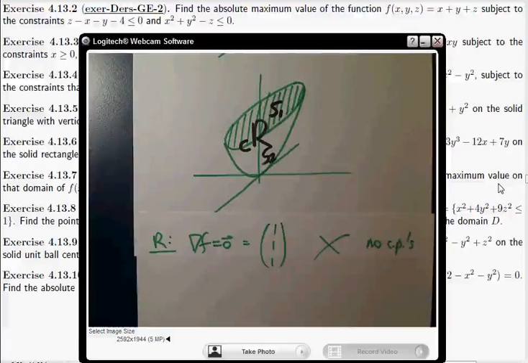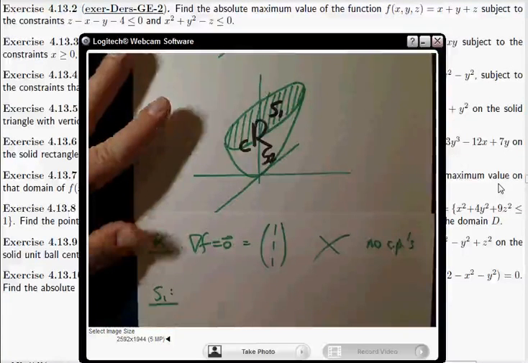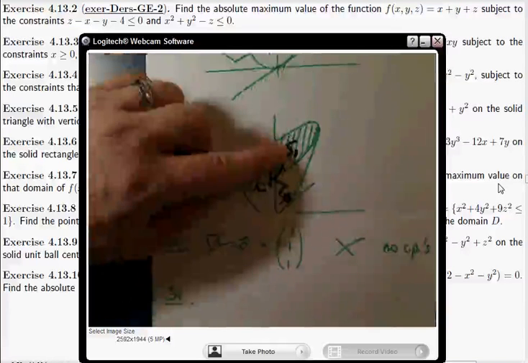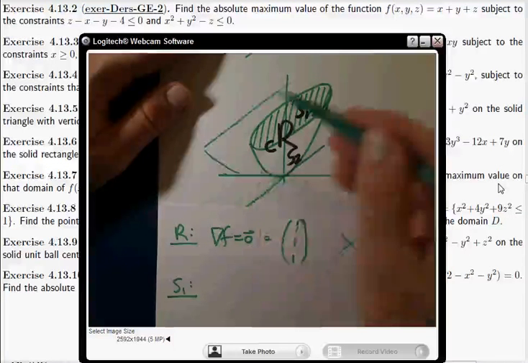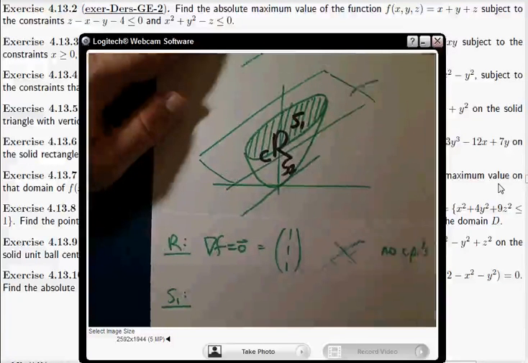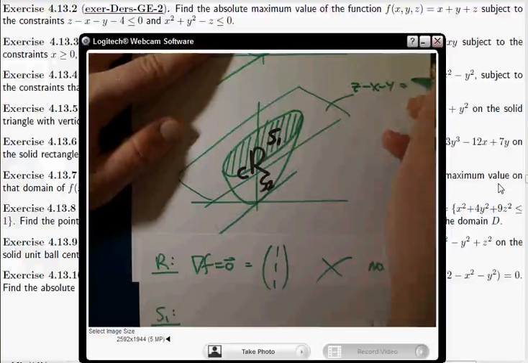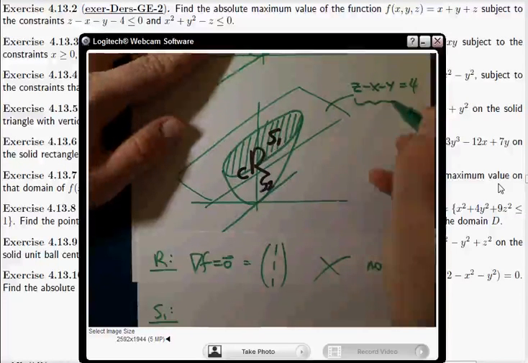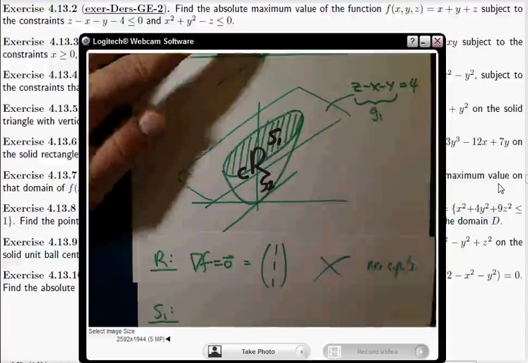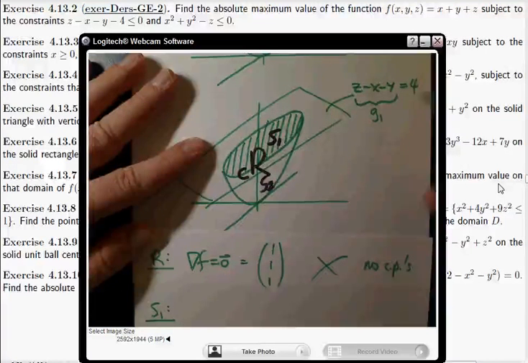Let's try the top surface, S1. On that top surface, we've got a constraint: I'm on this plane. The equation of that plane is z minus x minus y equals 4. I'm going to call this my first constraint function, g1. So g1 equal to 4 is my constraint equation there.